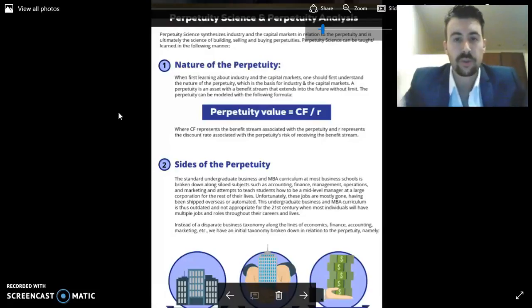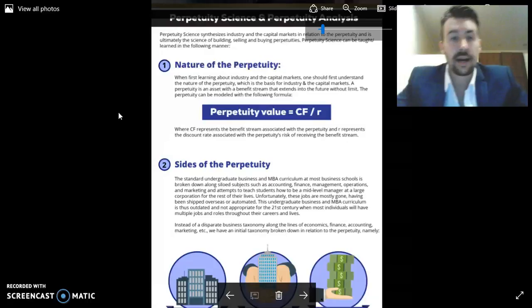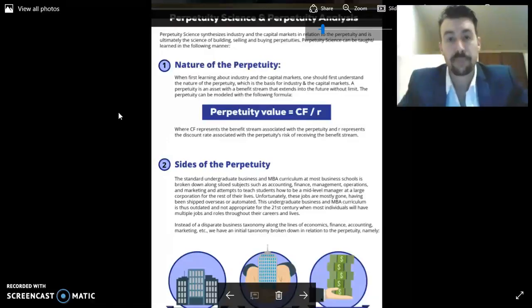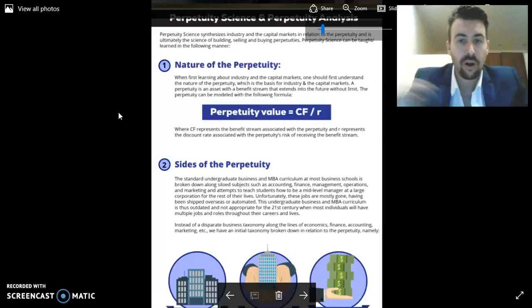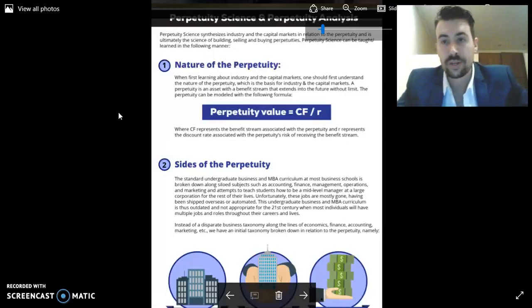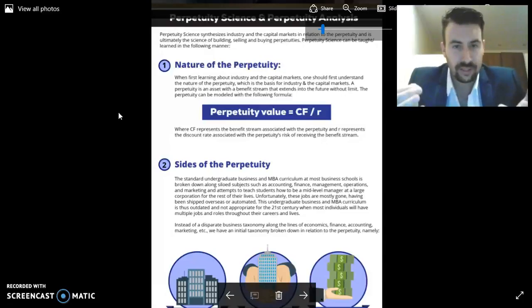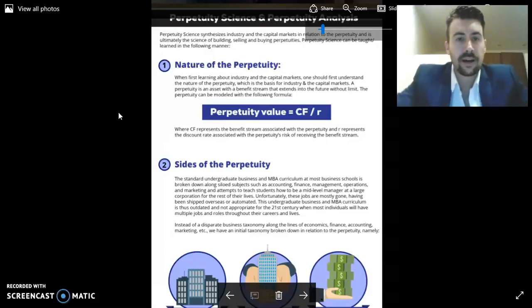A perpetuity, of course, is an asset with a benefit stream that extends into the future without limit. The perpetuity can actually be modeled with the following formula. Perpetuity value equals CF, cash flow, the benefit stream, over R, our discount rate, or the risk associated with receiving that benefit stream. So that is the nature of the perpetuity.